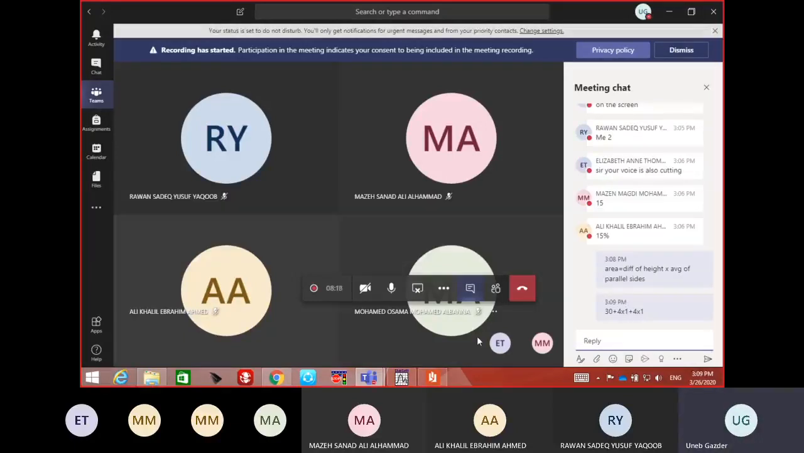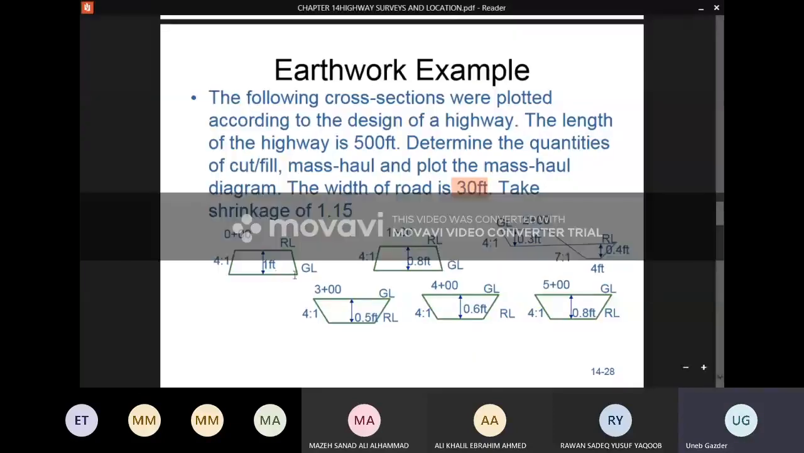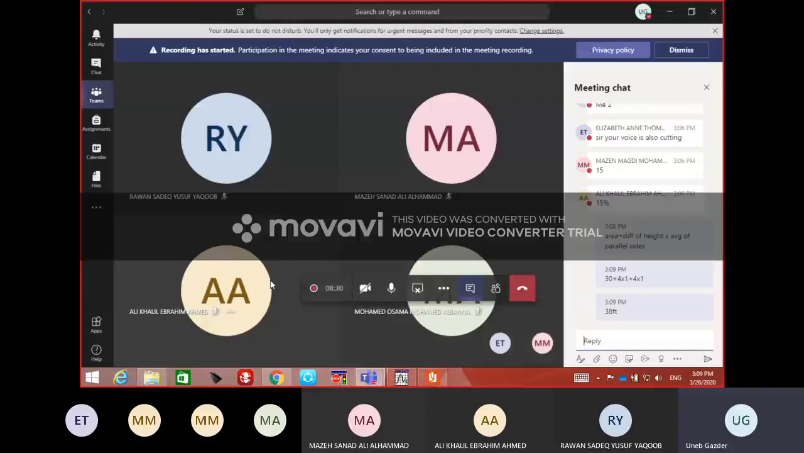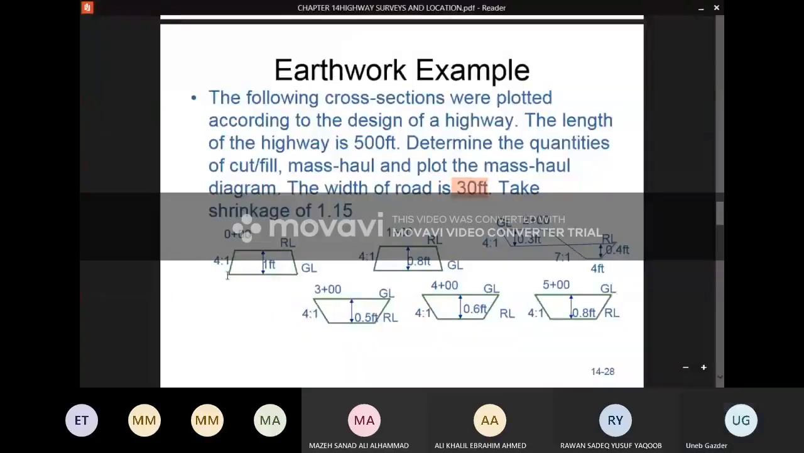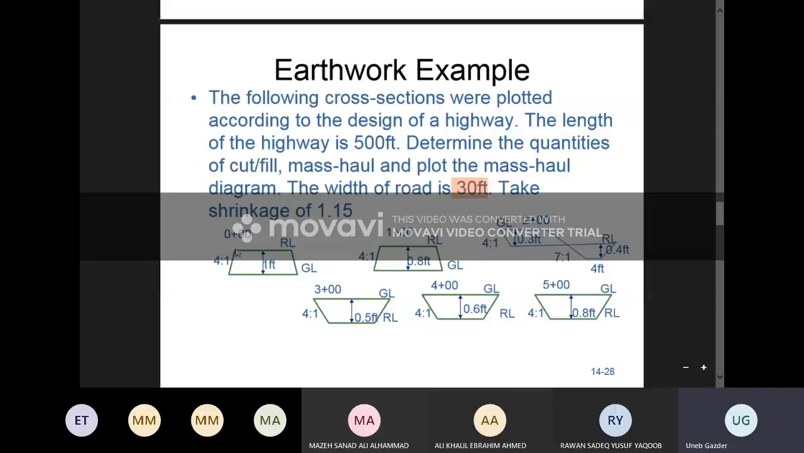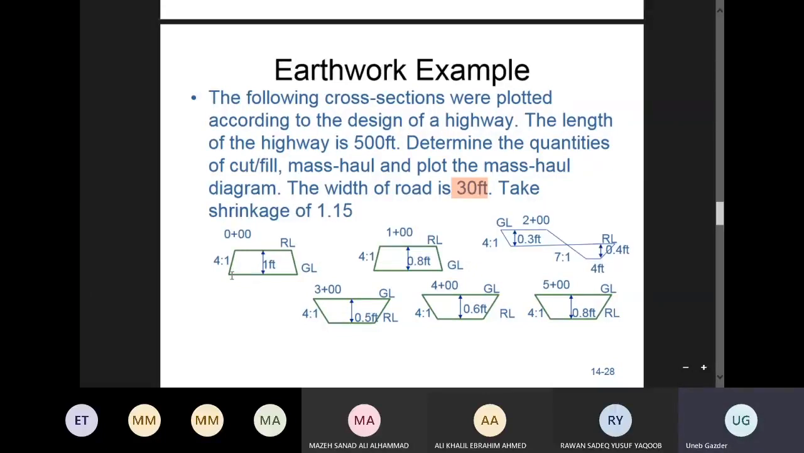So this will be how much? 30 plus 4 plus 4, it will be 38 feet. So the total distance at the ground level is 38 feet. 30 feet this, then 4 feet increase on this side, 4 feet increase on the other side to cover this 1 foot difference of elevation. And I calculate using the slope.